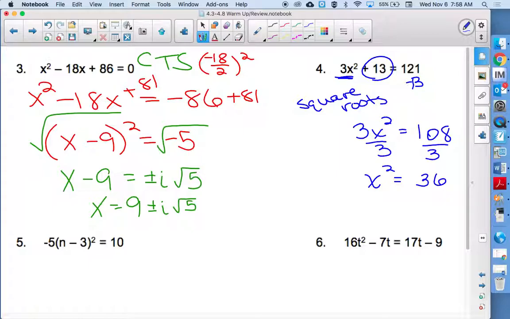So if I'm using square roots, I want to just get the x squared by itself. So almost like a linear equation, you're trying to isolate the variable. And then the last thing, Nick? Awesome, plus or minus 6. So that's using square roots. You're isolating the variable, taking it to the other side, trying to get it by itself.